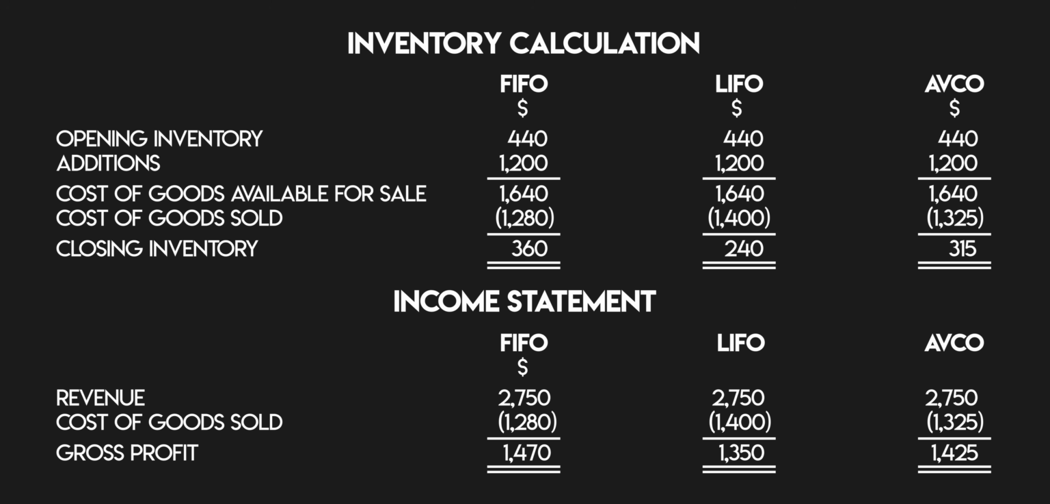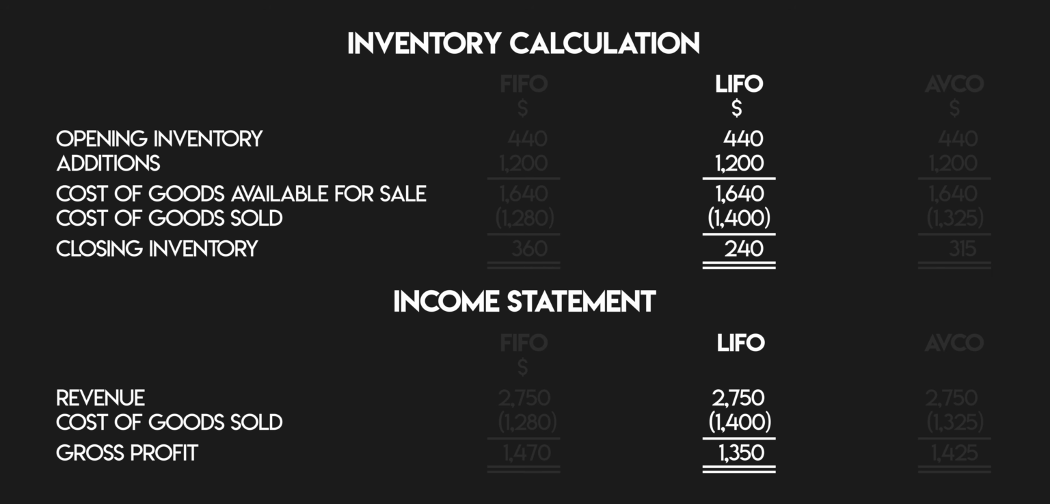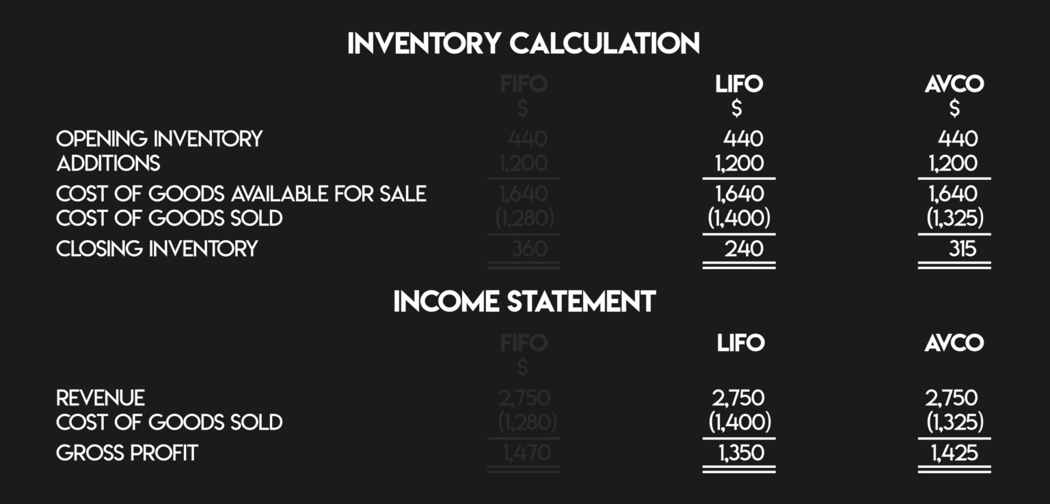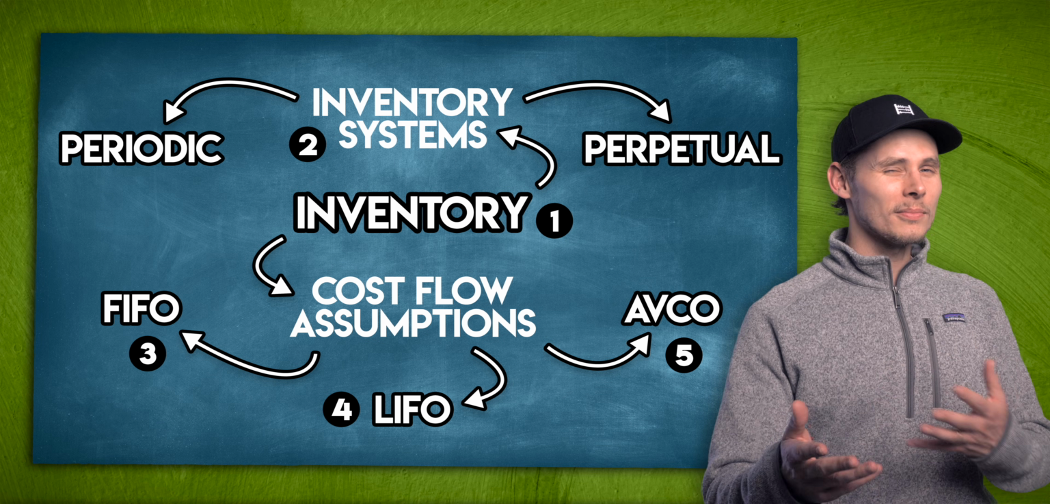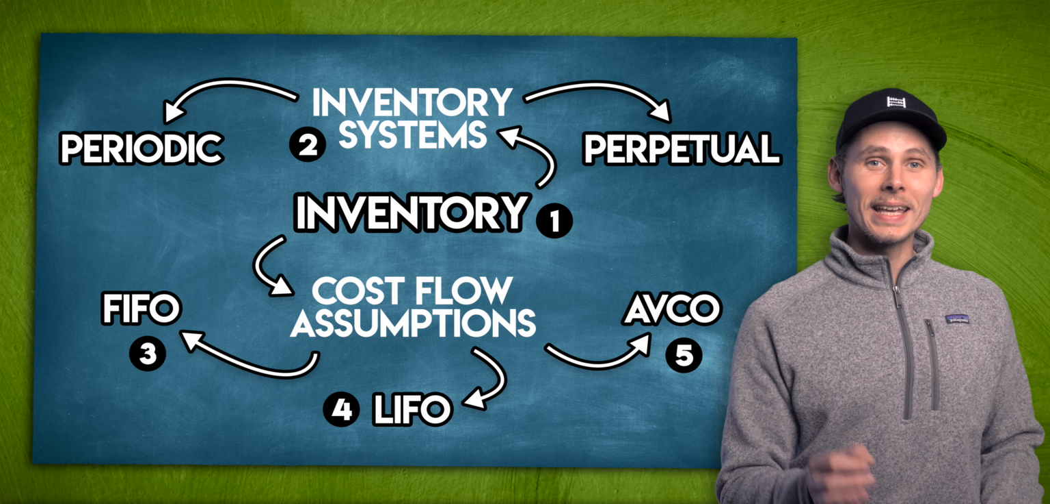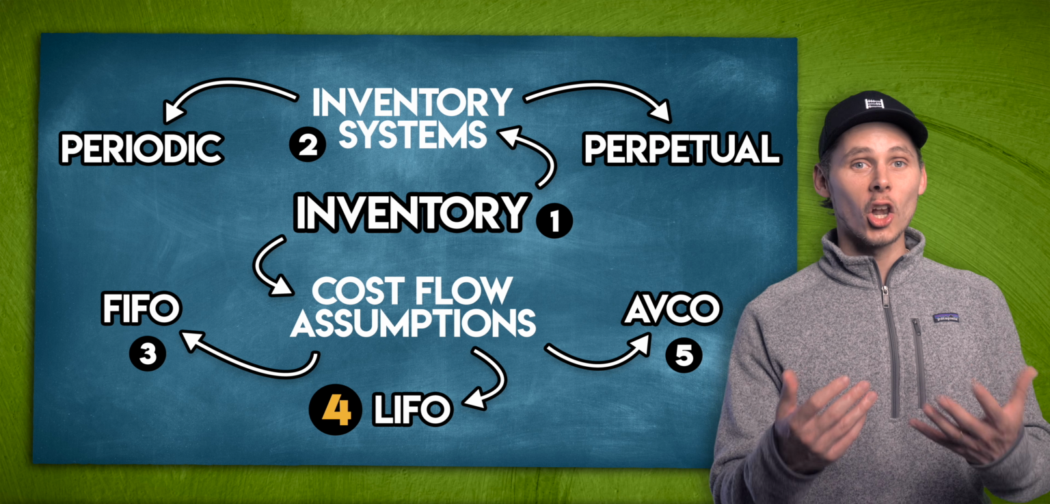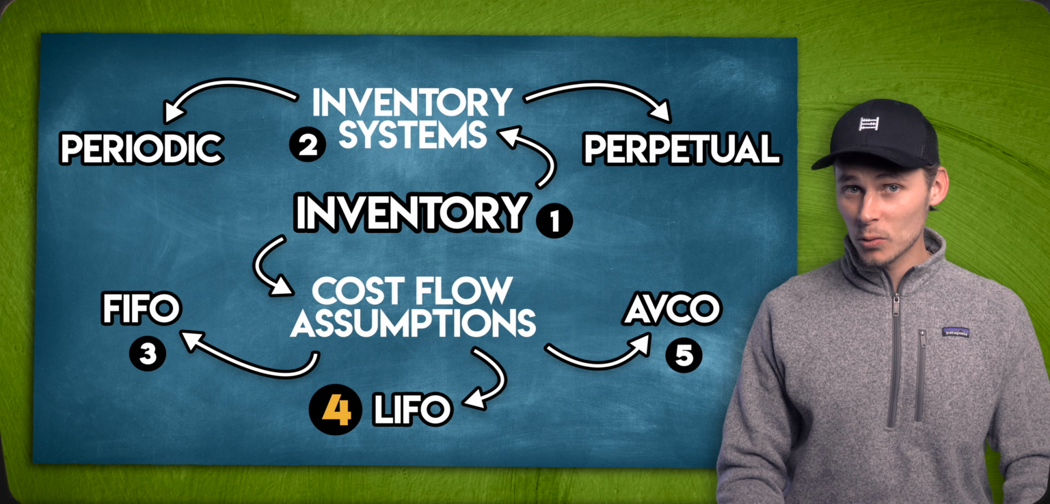High profits can mean high taxes, which can negatively impact your cash flow. So if possible, it's worth considering the last in, first out or average cost methods. In my next 2 videos, we'll explore these. So let's see how they work. We'll begin with LIFO, which means last in, first out.